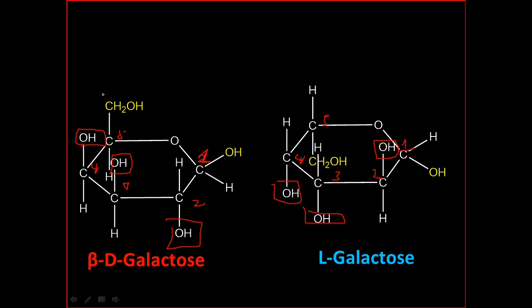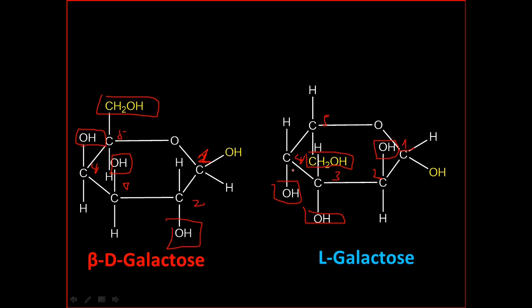Then, our CH2OH will always be at the top, and our CH2OH in the L-galactose will always be at the bottom. That's the rule. Okay? Don't interchange it. If you can see the positioning, automatically you can say whether it's a D or an L.